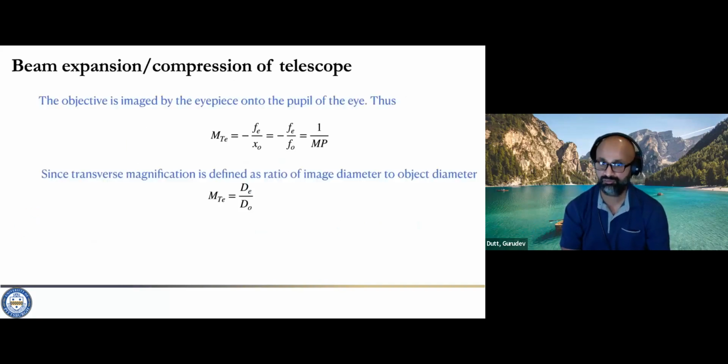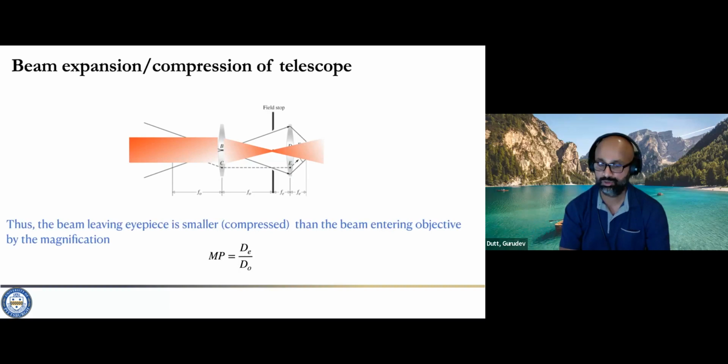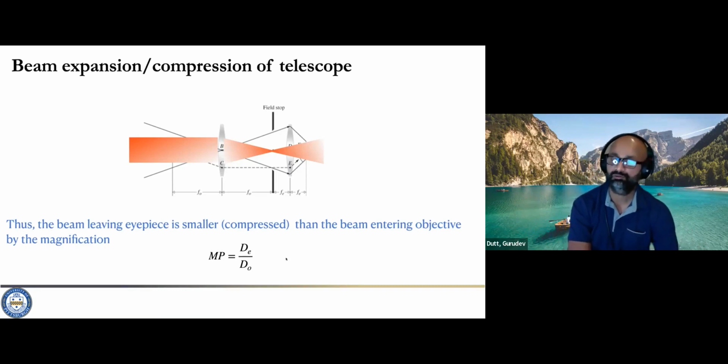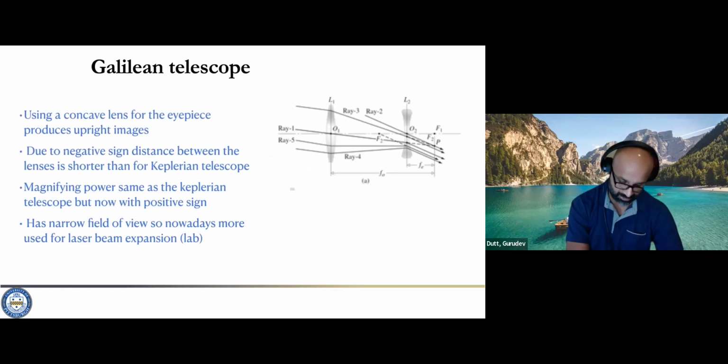This is a very common thing: the transverse magnification of a telescope is always equal to 1 over the angular magnification. This is just a general result. It's something that's called the Lagrange invariant of the telescope. Okay, I'm done, but I just wanted to conclude by talking about the Galilean telescope.